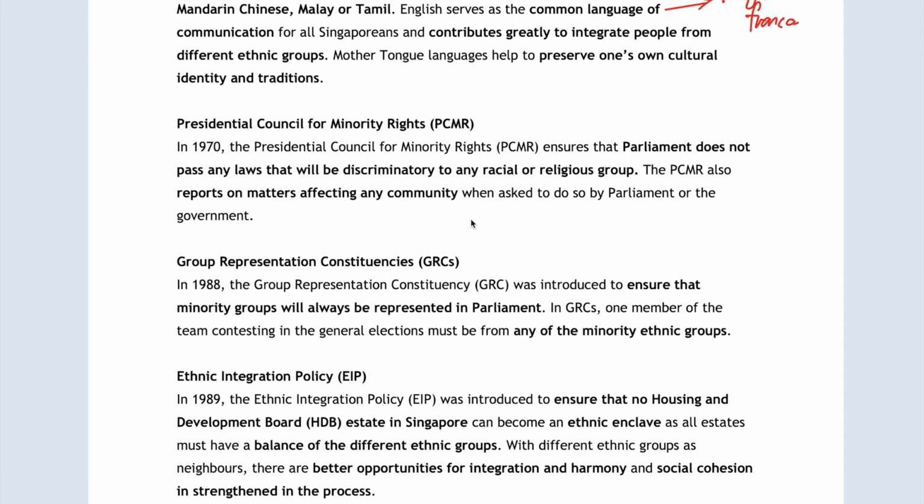Second, the PCMR. This is something that we've learnt also in Unit 1 when we're talking about the Constitution. PCMR was introduced in 1970.